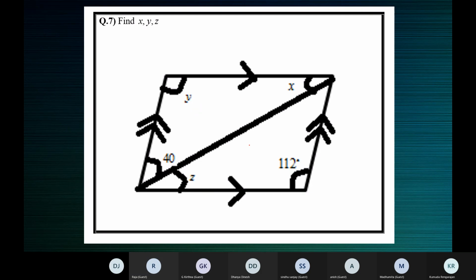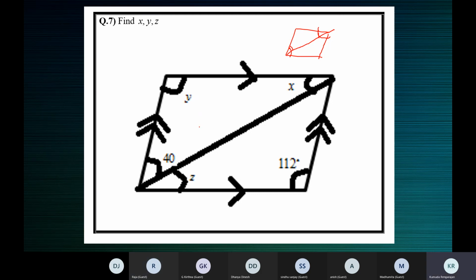Ma'am, can I try, ma'am? Yes, Raja. Ma'am, x is equal to its opposite angle. X is equal to which is the opposite angle? Ma'am, 40 degrees. It's not like that. The parallelogram is this full thing. See here, opposite angles are this one and this one. Now when the diagonal is connected, this one and this one, they are not opposite angles.